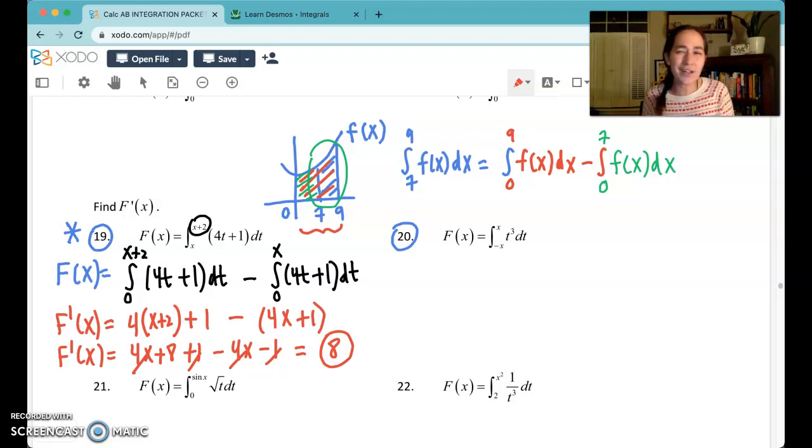So 19 and 20, a little out of the ordinary, tougher. You got some easy ones up top. You got some more thought-provoking ones at the bottom. Don't have too much fun with this homework.